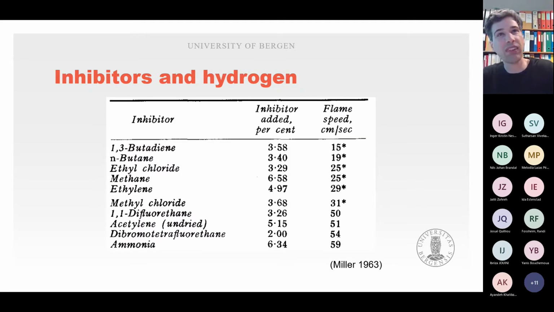Other things have been investigated, mostly the main study has been done by Miller in 1963. He tested a lot of different gases and fluids, and the conclusion was that actually hydrocarbons are very effective inhibitors for hydrogen. So why not use them?